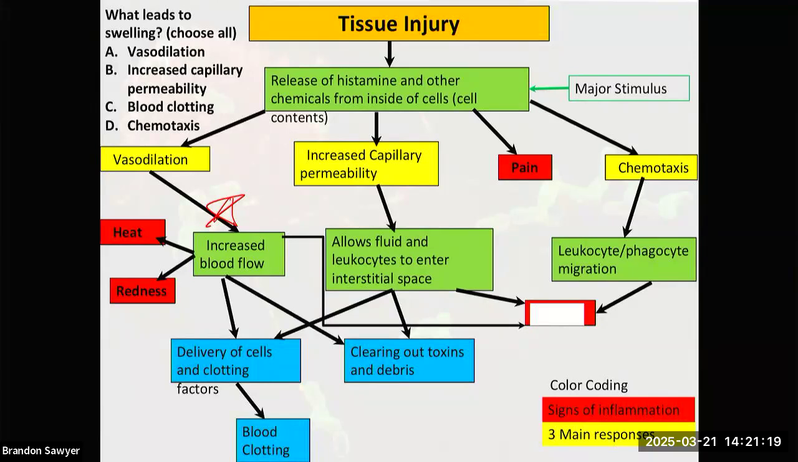That increased capillary permeability allows fluid and white blood cells to enter the interstitial space, which is helpful for clearing out stuff, but it also leads to swelling because some of the stuff gets stuck out there. And then that chemotaxis is helpful because we got to get those white blood cells there to help clean up and fight the infection, but that also leads to swelling as well.